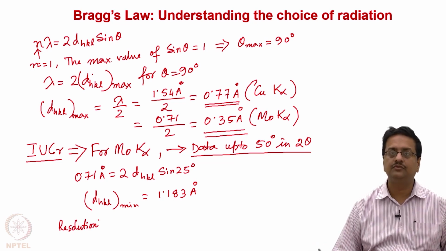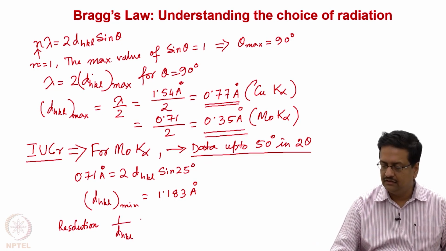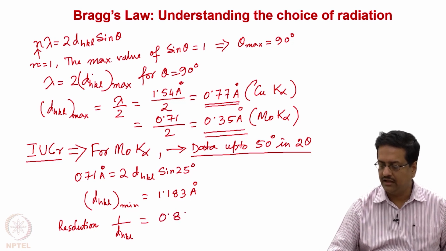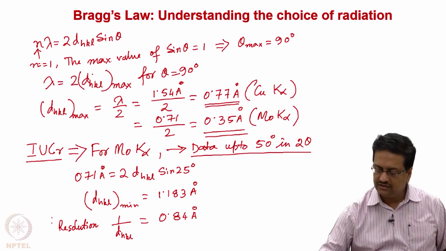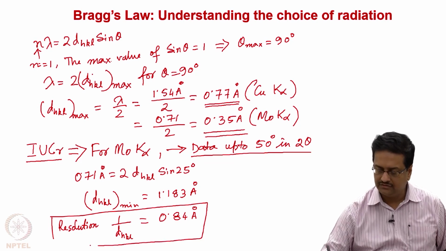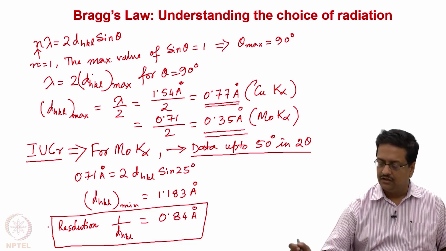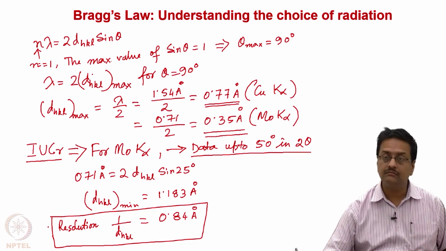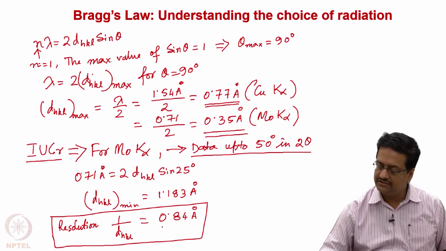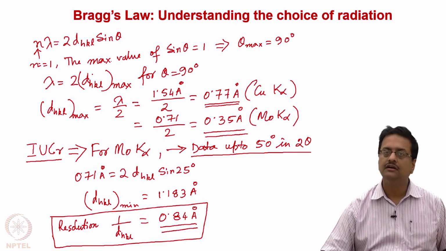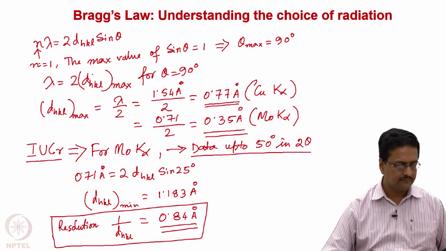So we write the resolution in terms of reciprocal distance, that is 1 by d hkl, as equal to 0.84 angstrom inverse. So this is the resolution that is minimum required for a publishable data in any crystallography journal. So if you do the calculation for the same using copper radiation, and if you want to achieve this resolution, what should be the 2 theta value for that particular case?